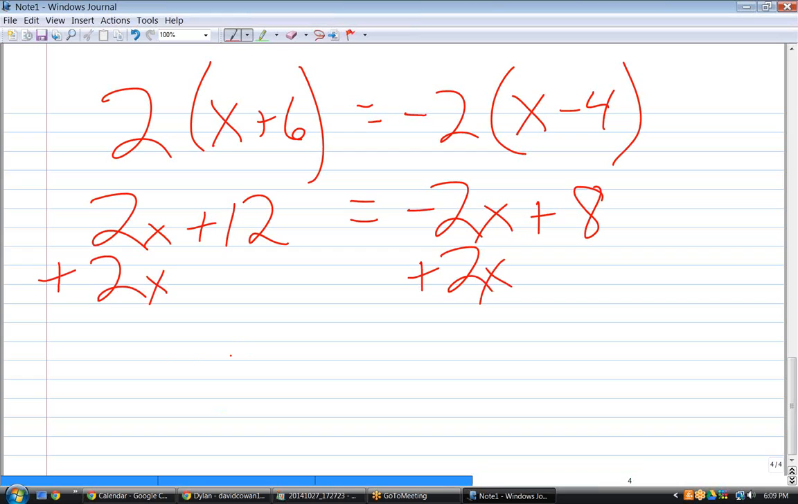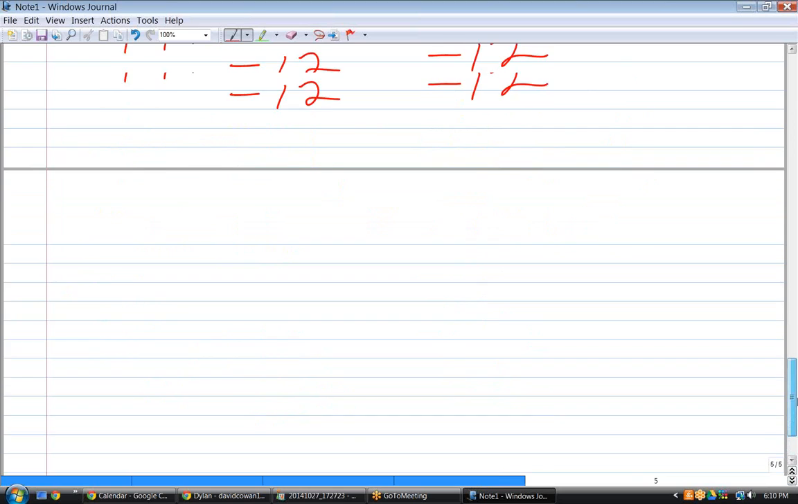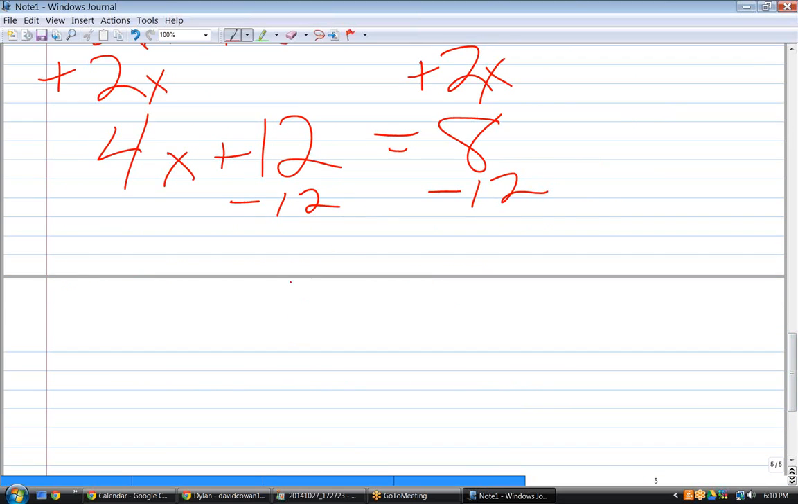Hold on. Make sure you don't do this incorrectly. 4x plus 12 is equal to 8. Okay. And then you would subtract 12 from both sides. And then that'd be negative 4 is equal to 4x. 4x is equal to negative 4. And then x is equal to negative 1.